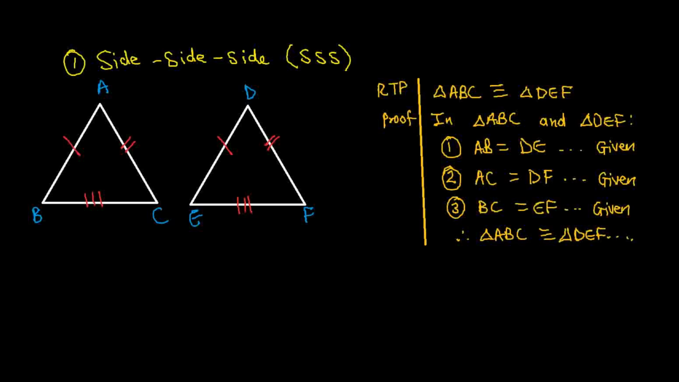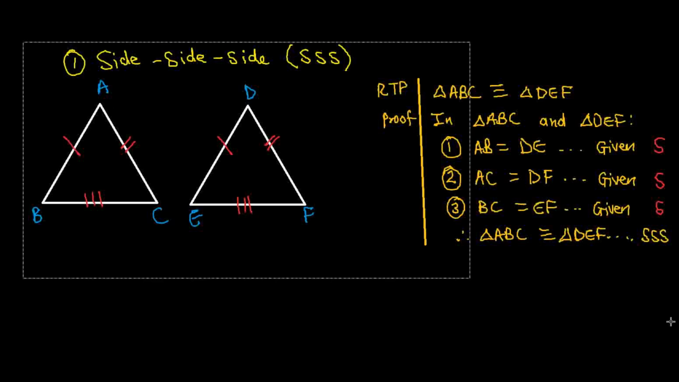Right, and by the way, how do I write my final statement? I can firstly see that one pair of corresponding sides are equal, another pair of corresponding sides are equal, and the last pair of corresponding sides are equal. So my final statement is simply side, side, side. And that is the first condition of congruency, side, side, side. Okay, so moving on from there, let us look at the second condition of congruency.